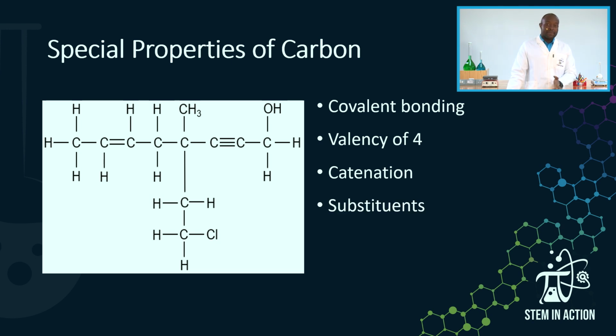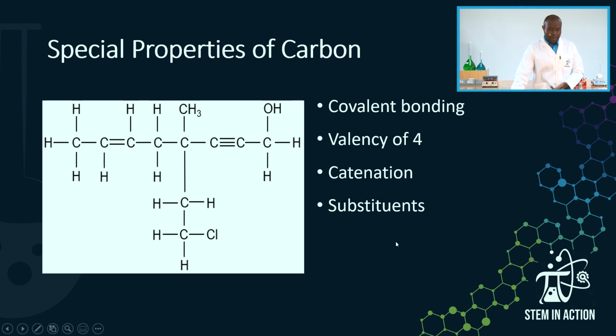Substituents, right? So we said substituents is when we replace a hydrogen in a carbon-hydrogen structure or a backbone structure. We replace hydrogen with either a single atom, such as we have with chlorine here, or we can replace it with a group of atoms, such as we have here with the hydroxyl group. Or also this one, which is the methyl group. So these are substituents whereby where there was a hydrogen, we replace it with either an atom or a group of atoms.